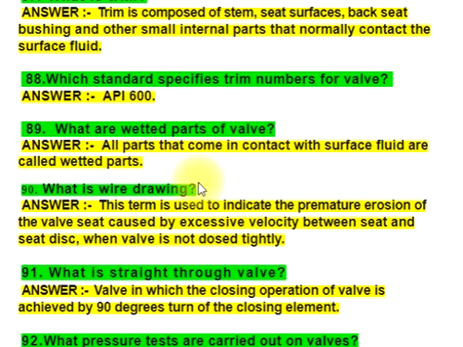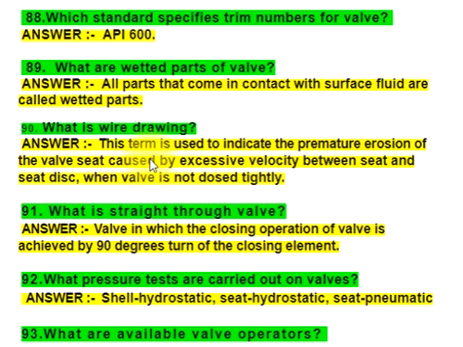90. What is wire drawing? Answer: this term is used to indicate the premature erosion of the valve seat caused by excessive velocity between seat and seat disc, when valve is not closed tightly. 91. What is straight-through valve?